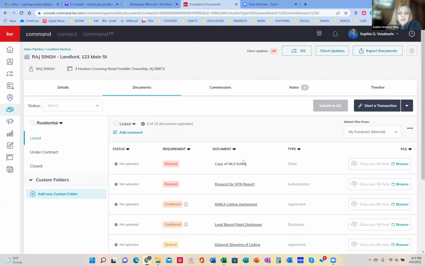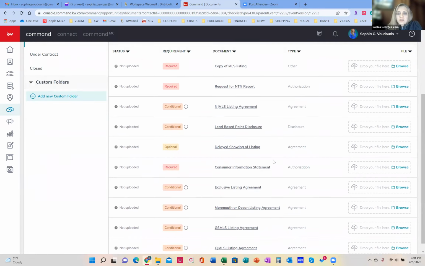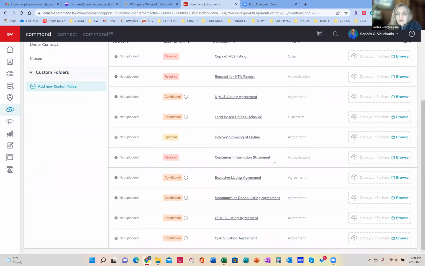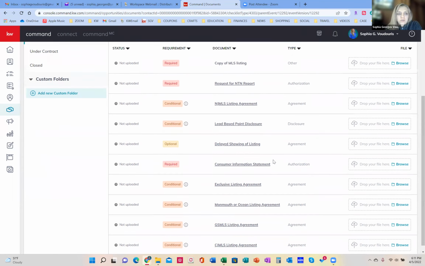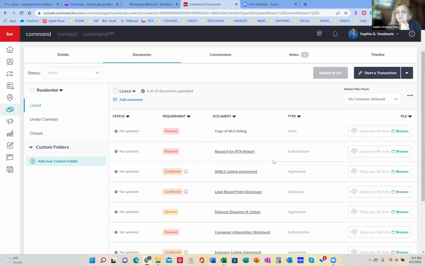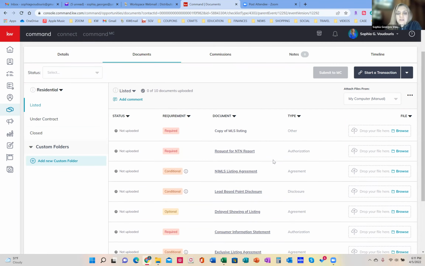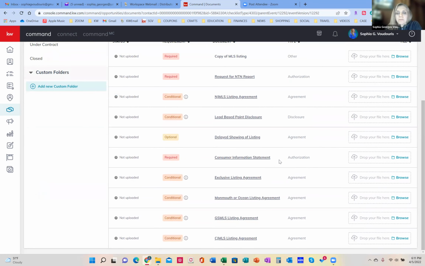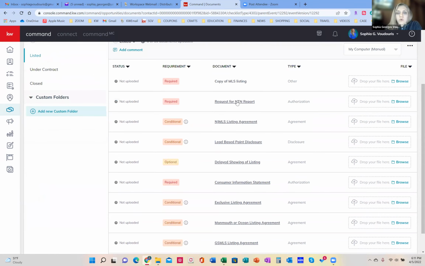Okay. So you can see there's several of them here. You guys really don't need a lot for rentals. They're listing pretty much a lot of things here, but the main things you need, you still need a CIS, Consumer Information Statement. If it's lead paint, you need the lead paint. The request for an NTN: if you're going to be using an NTN, you have to get authorization from the landlord to use the NTN. So there's a form for that.